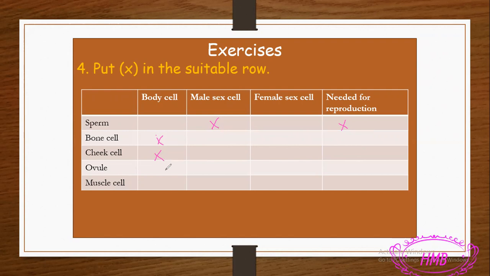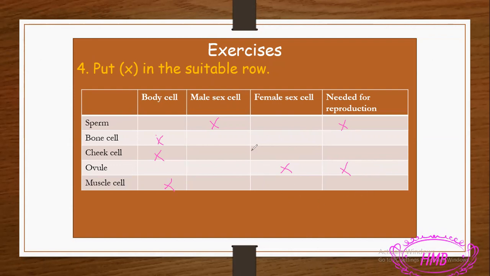The ovule, is it a body cell? No, because we do not find it in the male. So it is only a female sex cell and it is needed for reproduction. So we said that ovule is only found in the body of a female, so it is a female sex cell and it's needed for reproduction. The muscle cells are found in our muscles, so they are body cells. They are not male, they are not female, because they are found in both bodies, in the male body and in the female body. So they are not important for reproduction.